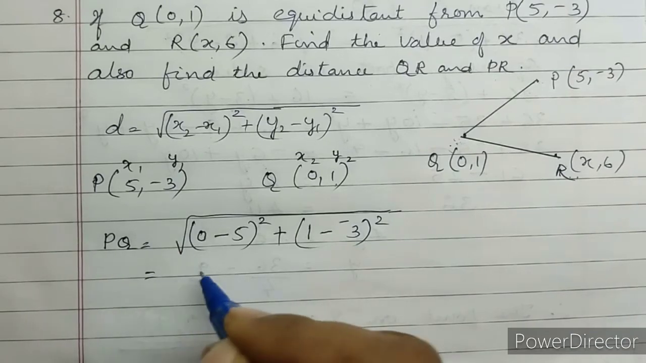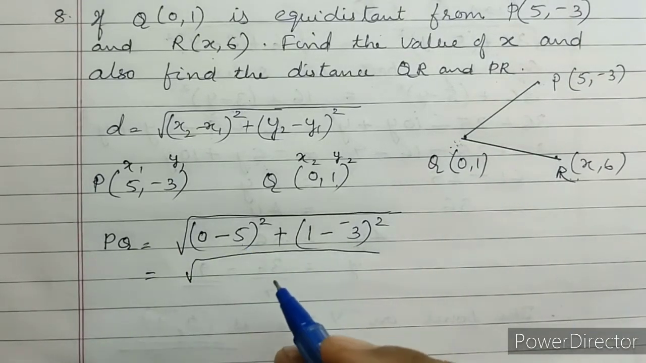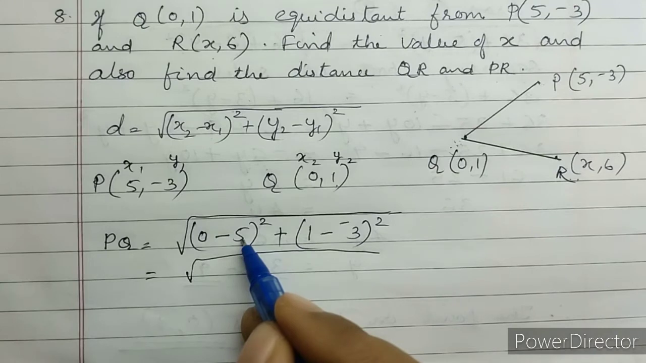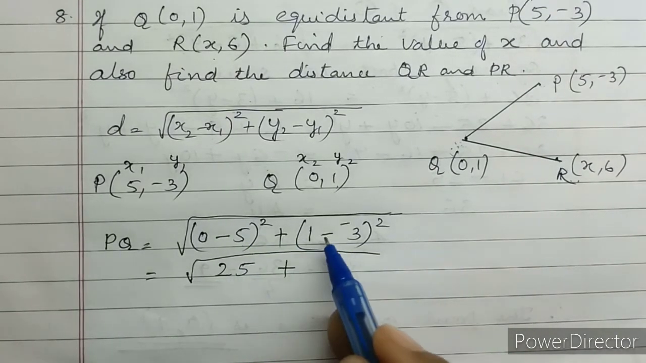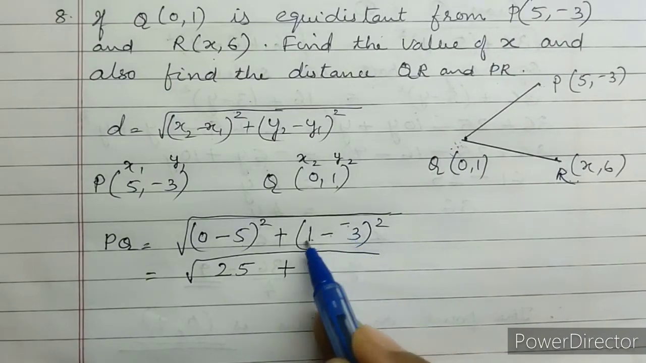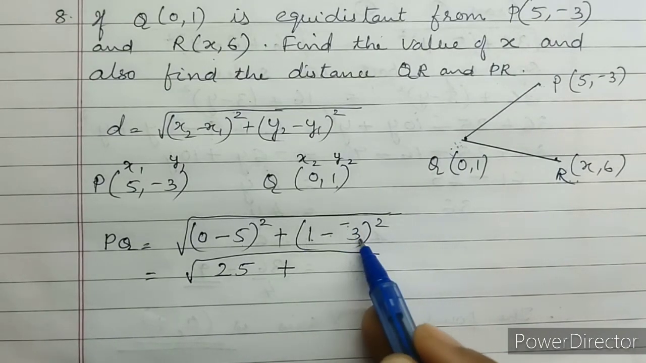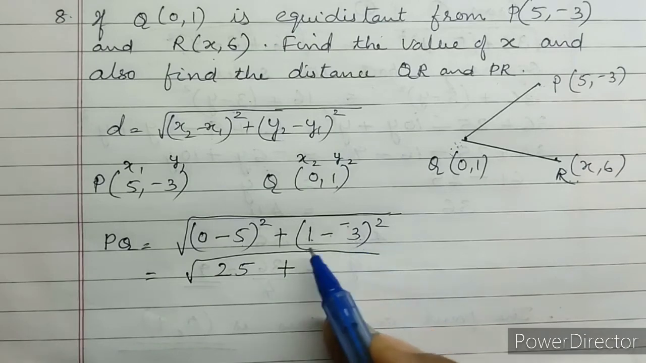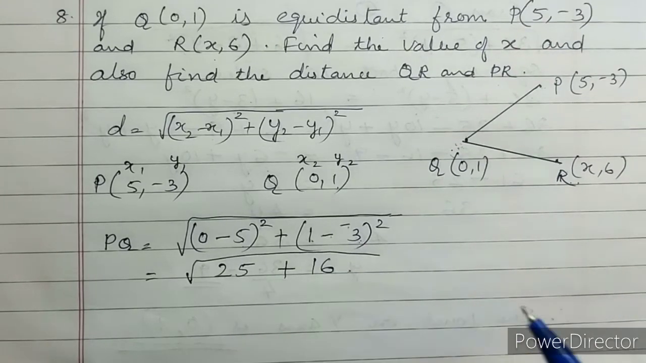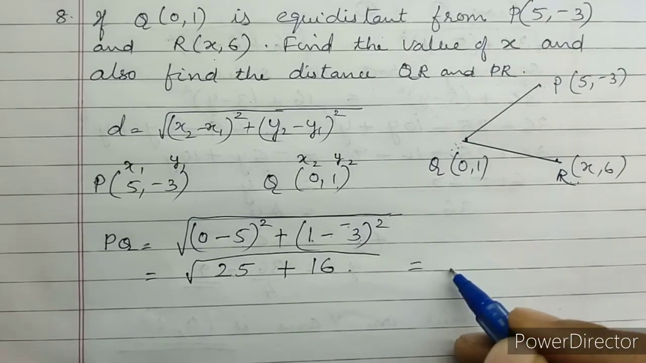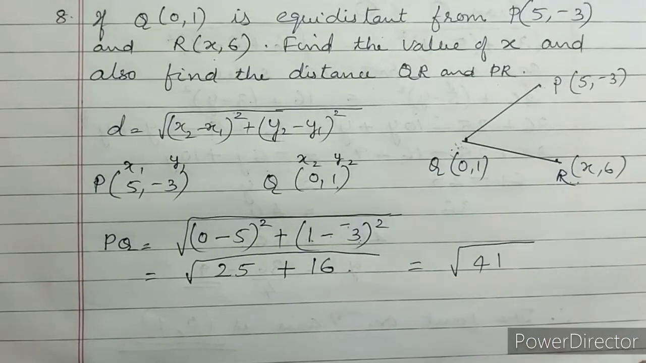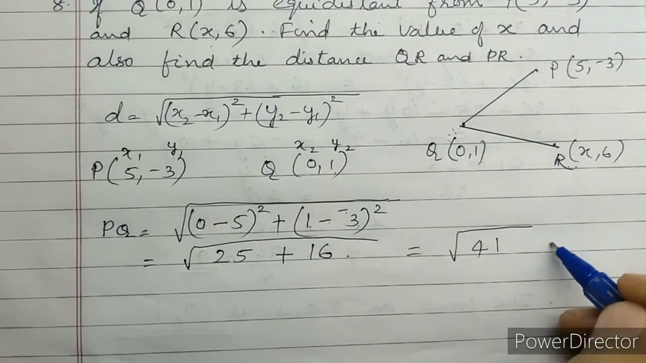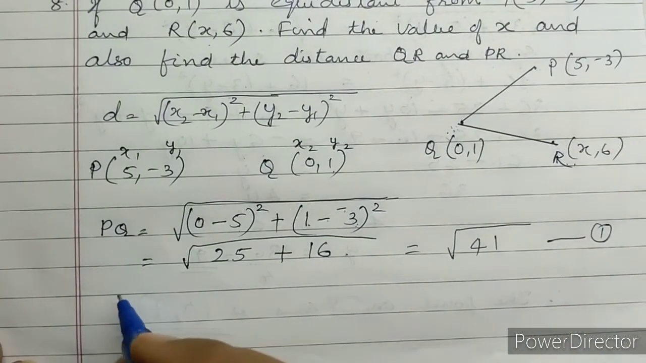Now that is equal to square root of 0 minus 5 the whole square, means it is 0 minus 5, it is negative 5 only, negative 5 whole square it is 25, plus 1 minus negative 3. Subtraction comes, so change the sign and symbol, it will become 1 plus 3. How much is 1 plus 3? 1 plus 3 is 4. 4 square is 16. So that is equal to square root of 25 plus 16. It is 41. So square root of 41. This is the first one. Same way you have to find QR.